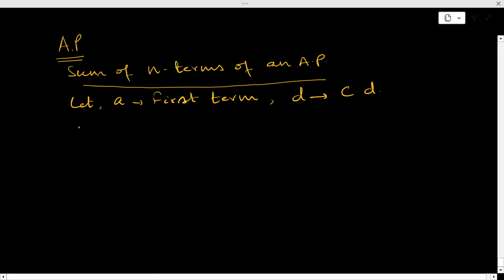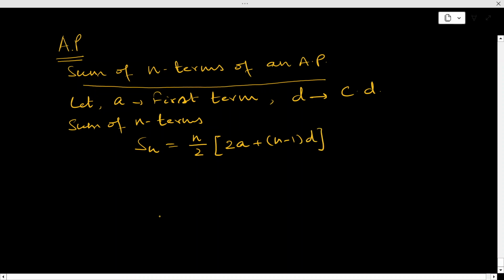We are using the general formula, so let us assume that we have to find the sum of n terms. Let us represent this sum of n terms by Sn. So it will be n by 2 times (2a plus (n minus 1) times d). Here a is the first term, d is the common difference, and n is the number of terms of which we are finding the sum.